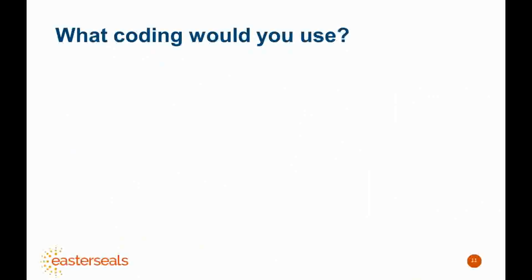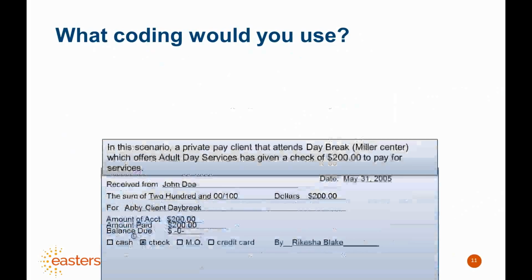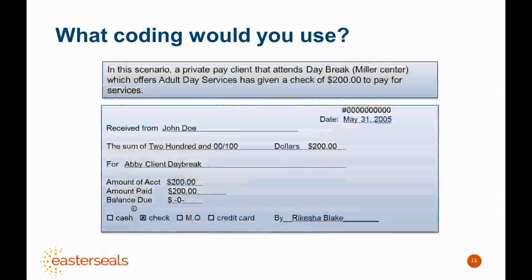Now I want to give a few examples to give you a chance to practice coding receipts and hopefully help you to understand your coding. The first scenario here is a payment received from a private pay client for services received from Daybreak in Central Florida, also called Miller Center. On the for line of the receipt, you would write any information needed to help accounting to understand the coding selection that you've chosen.